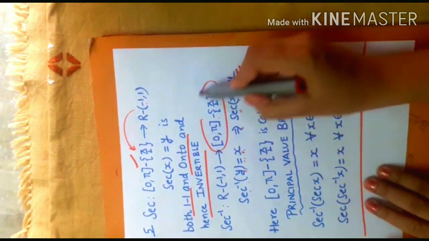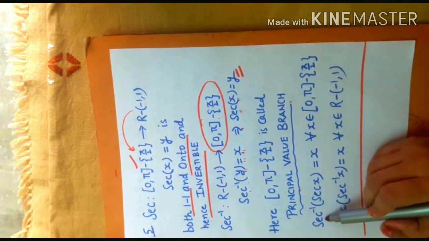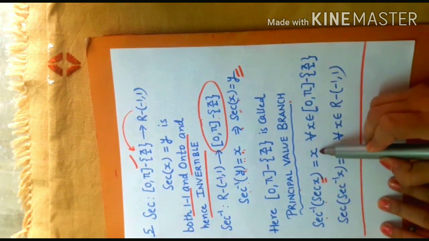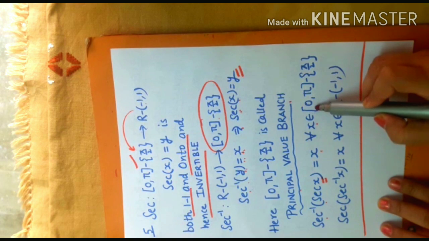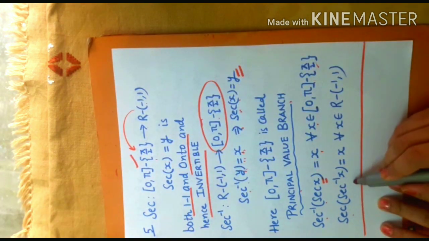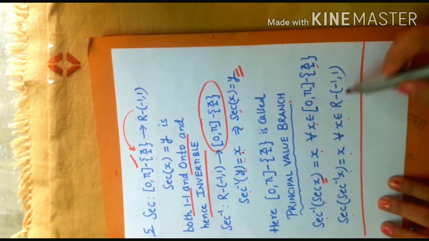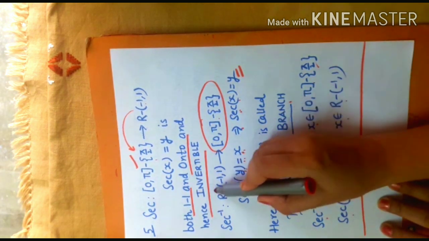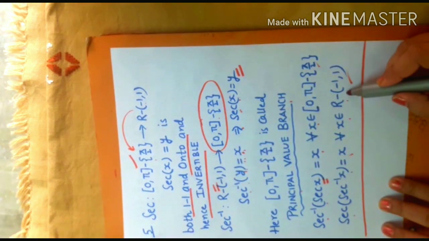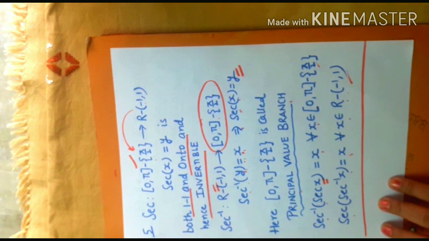Here this interval is called the principal value branch, and again secant inverse secant x will be equal to x for all x which belong to this. And secant of secant inverse x will be equal to x for all x which belong to this set, that is R minus the open interval minus 1 to 1.